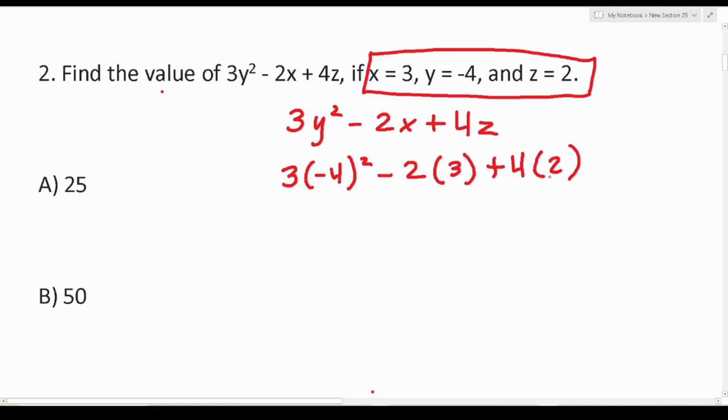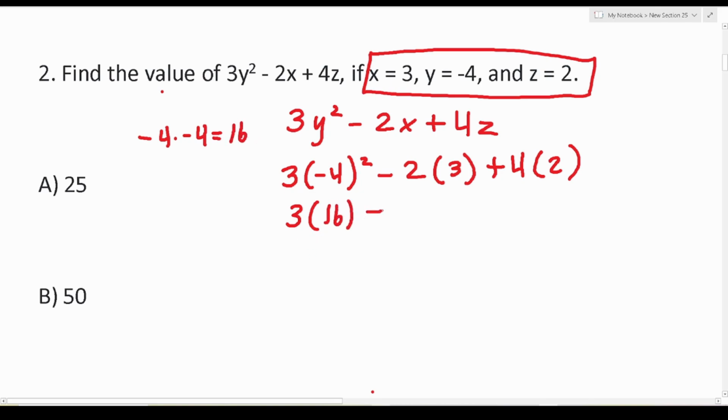Okay? And if it's helpful, you could work this out using the order of operations. But at this point, that's not the focus of this problem. So let's keep working this out as is. I'm going to deal with this squared next. This is the same thing as negative 4 times negative 4. A negative times a negative is a positive, so that's going to be positive 16.